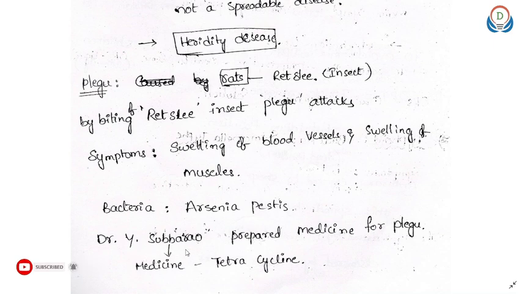Dr. Y. Subbarao prepared a medicine for plague. What is that medicine's name? It's tetracycline. We studied this in early classes, in the eighth class content, Dr. Ella Prakata Subbarao, right?